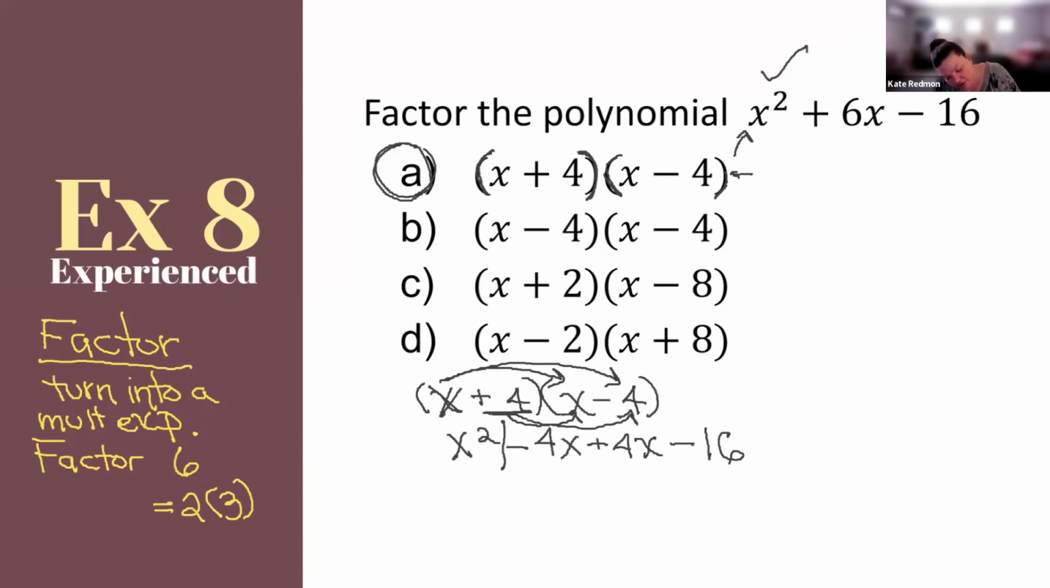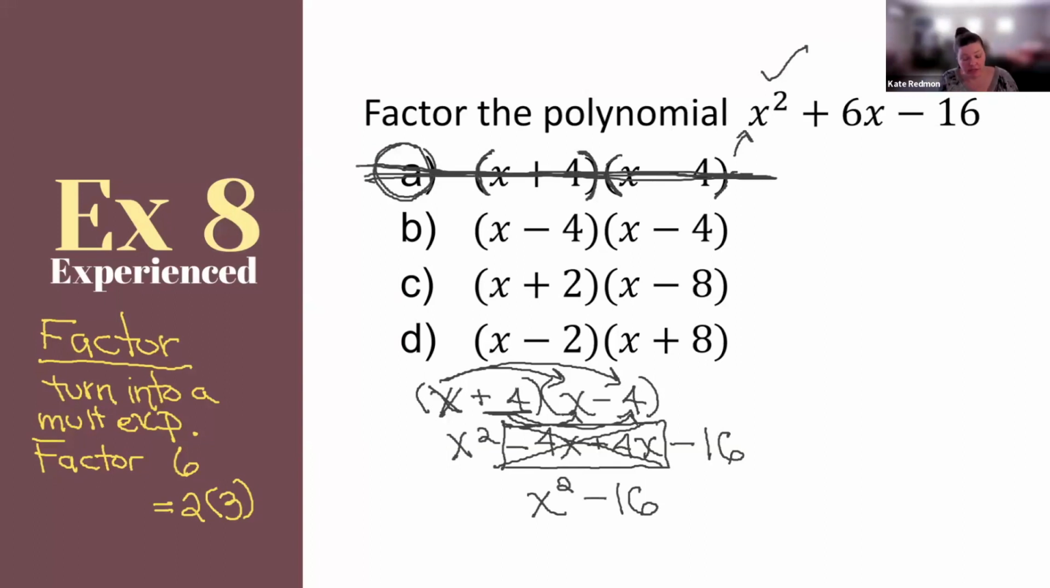But take a look at my middle terms. Negative 4x plus 4x. Well, if I have minus 4 plus 4, that's 0, right? We have that example of them canceling out again, and I just have x squared minus 16. Those two don't match. A is not the correct answer. So yeah, I'm just going to guess and check.